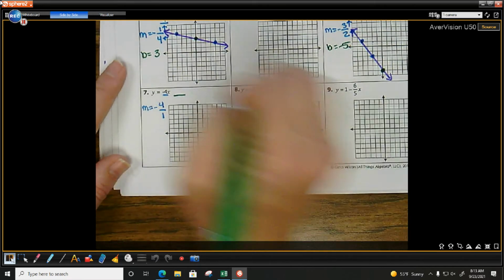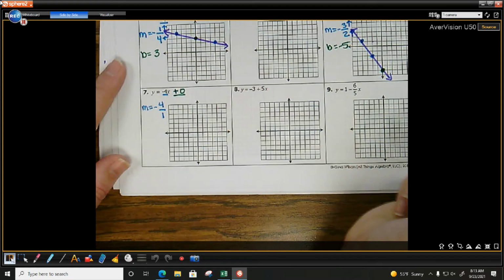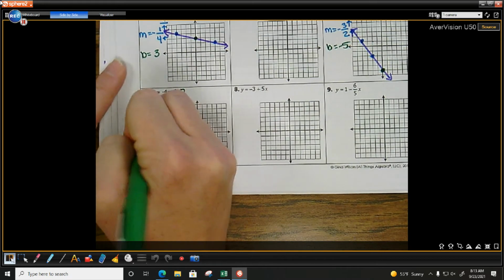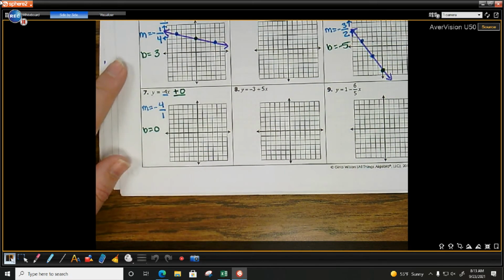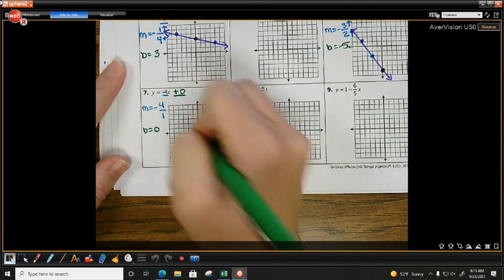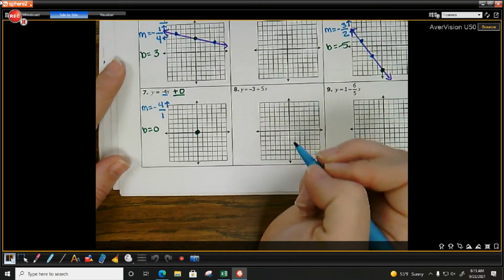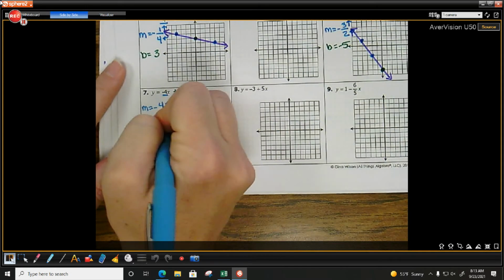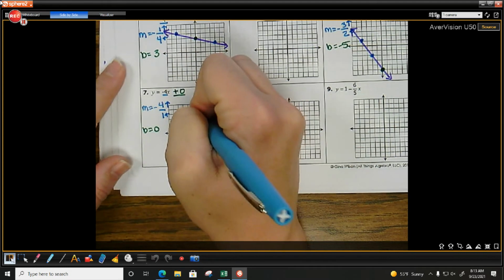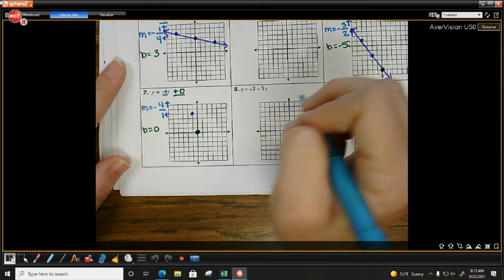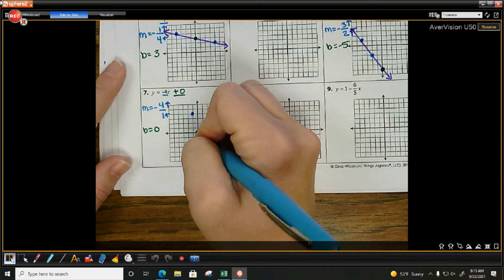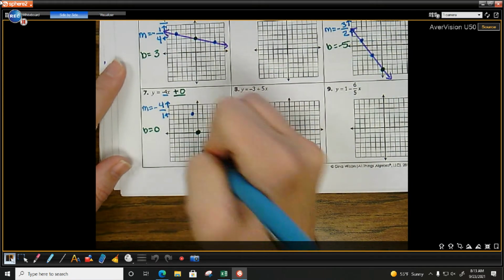0. Anytime you don't have a constant, your constant is 0. So b is 0. So if I'm beginning at 0, that's at the origin. Good job. Begin at the origin. Begin with b. Okay? I always go up, and since it's a negative slope, I go to the left. So up 4, left 1. What's the opposite of up to the left? Down 4, right 1. Draw your line.